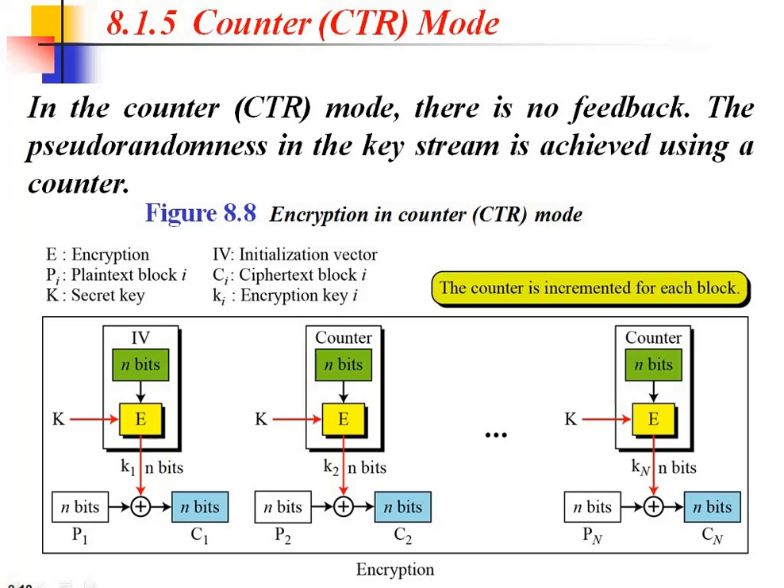Next is the counter mode. In this counter mode there is no feedback, and the pseudo randomness in the key stream is achieved using a counter. Using this counter we generate a random stream. For this, an n-bit counter is initialized to a predetermined value, that is the initialization vector, and incremented based on a predefined rule such as mod 2 to the power n. To provide even better randomness, the increment value can depend on the block number. And finally, the plaintext and the ciphertext block have the same block size as the underlying DES or AES encryption algorithm.